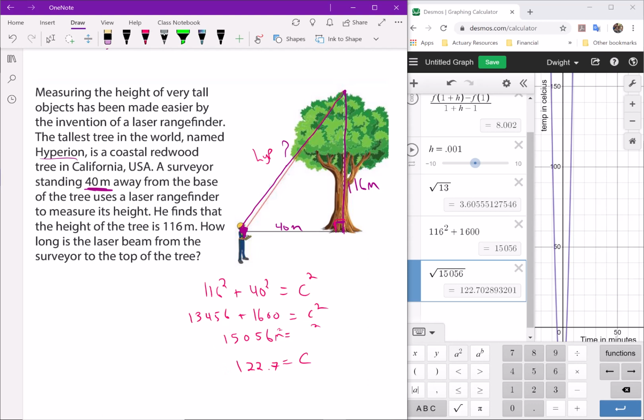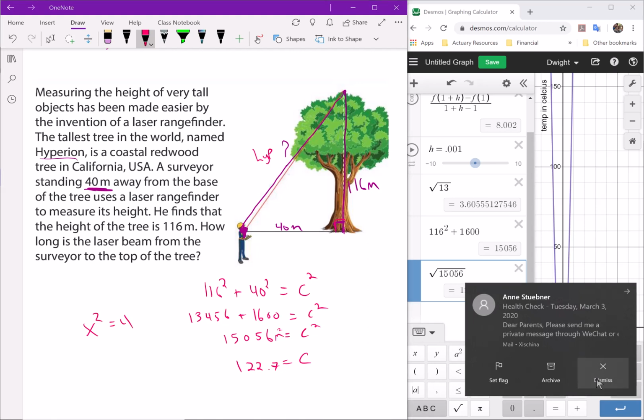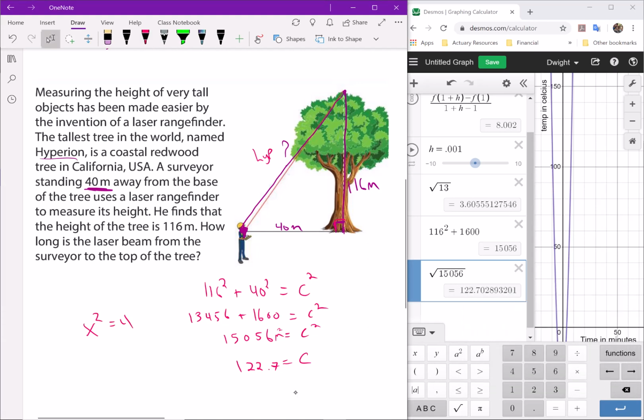Because think about a simple case. If I had x squared equals 4, there are two numbers that squared equal 4, right? 2 squared is 4, and so is negative 2 squared. So really the solution to this equation is x equals plus or minus 2. However, we're talking about distance, and distance can never be negative. So we do not need the minus piece. We can only take the positive piece.